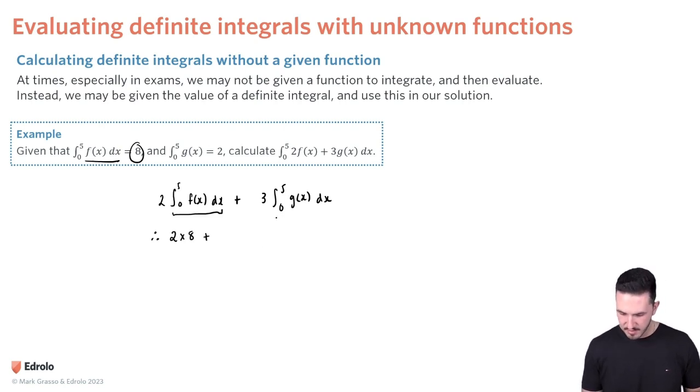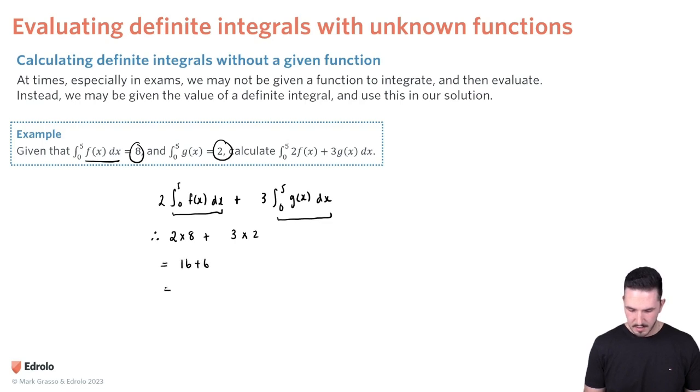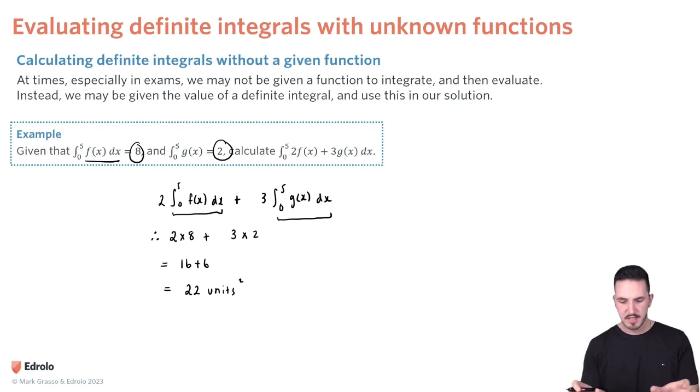Again, you'll notice we're given that information. We're given g of x between 0 to 5, which in this case is 2. So therefore, this is going to be plus 3 times 2. So now our final solution is 16 plus 6, which equals 22 units squared.